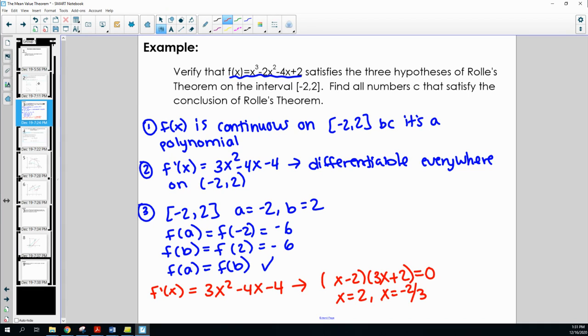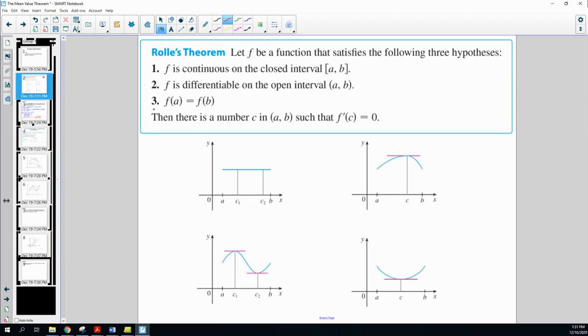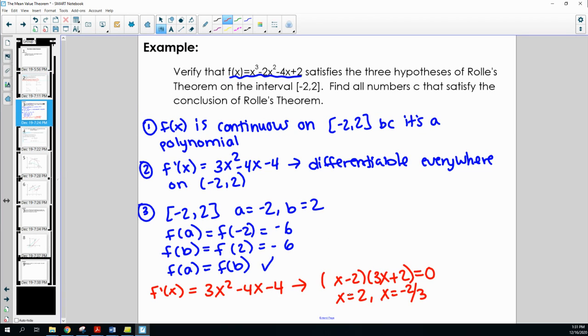Okay, going back real quick to here, this is my conclusion. There must be a number C in the open interval a to b such that f prime of C is equal to 0. We found that the derivative is equal to 0 when x is 2 and x is negative 2/3. But remember, it needs to be on the open interval. My interval is negative 2 to 2 and it's closed. Since 2 is one of my endpoints, I cannot include 2 in my answer, since it's not open, it's closed.